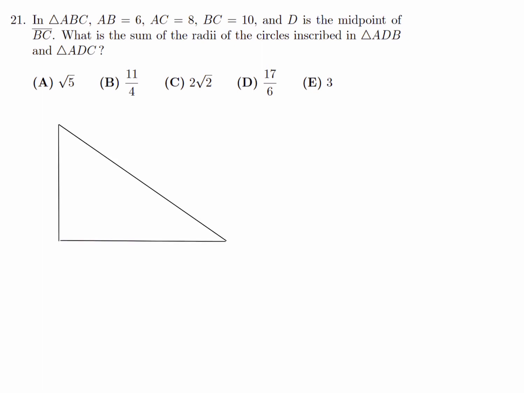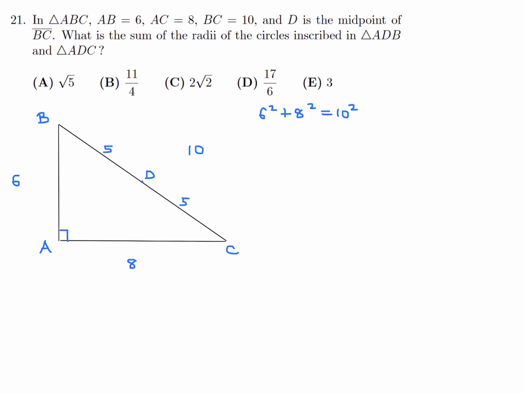All right, here is our triangle, and let's label it. We've got A, B, and C, and AB is 6, AC is 8, and BC is 10. Because 6 squared plus 8 squared is equal to 10 squared, this is a right triangle, so that is 90 degrees. They say D is the midpoint of BC, so D is approximately here. That's D, and therefore this is 5 and this is 5, since that's the midpoint.